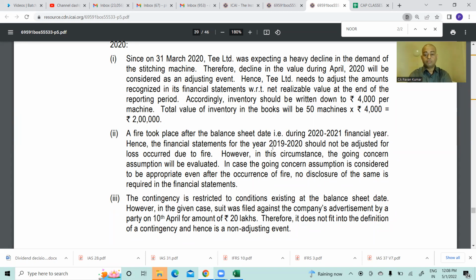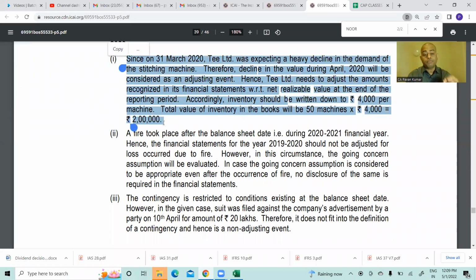Accordingly, inventory should be written down to rupees. Total value of inventory in the books will be 50 machines into 4,000, which is equal to 2 lakhs. Guys, do you, all of you understand this? All of you, please respond. Do you understand this first part of AS4? If yes, type done in the chat box. Then I will move. Very good.